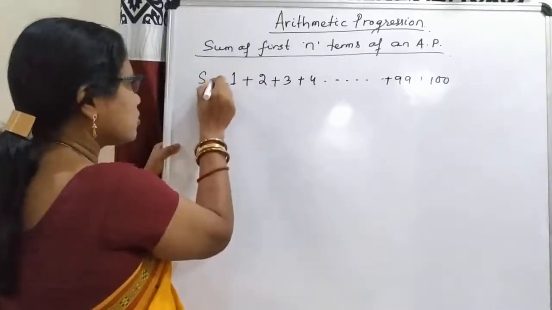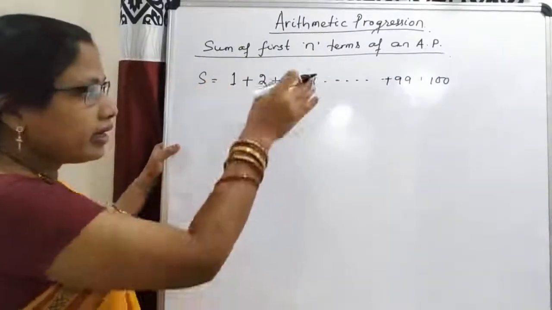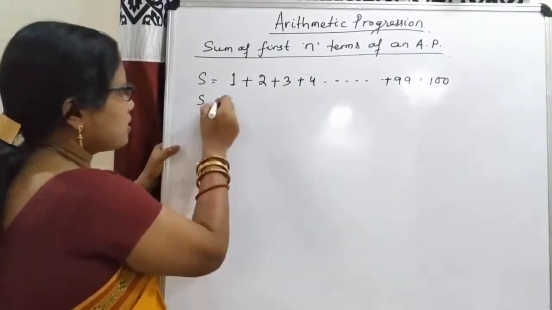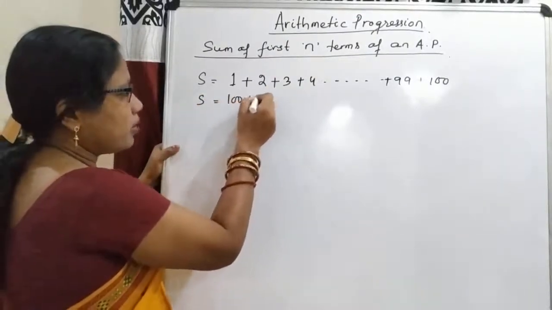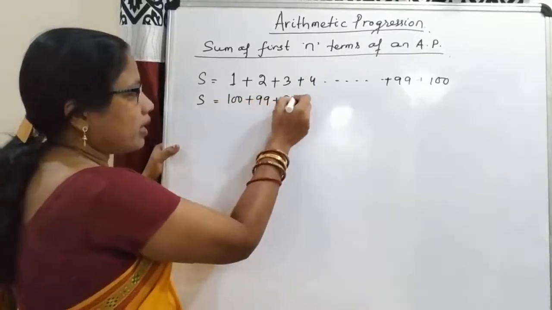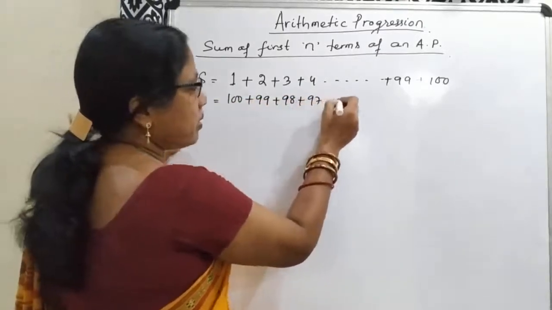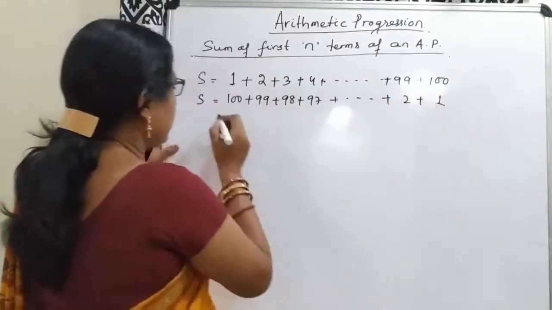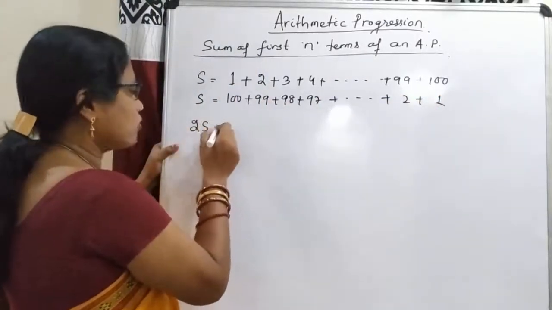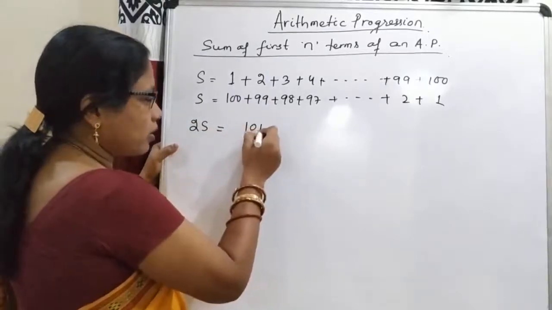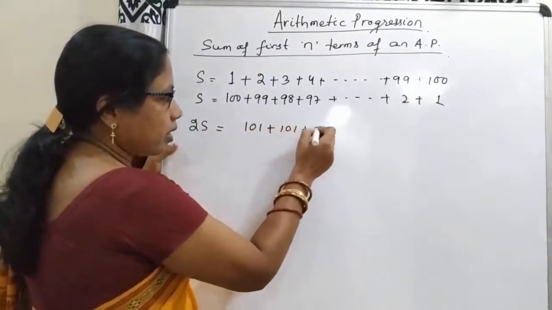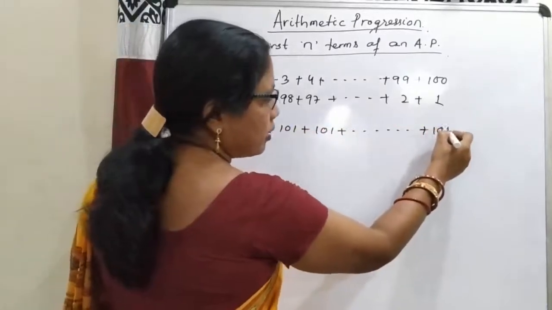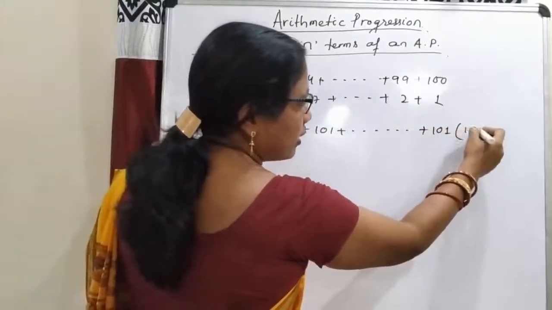So again he rewrote this series in reverse order. That means 100 plus 99 plus 98 plus 97 plus up to 2 plus 1. Then we found 2S is equal to 101 plus 101 plus 101 plus up to 101, 100 times.